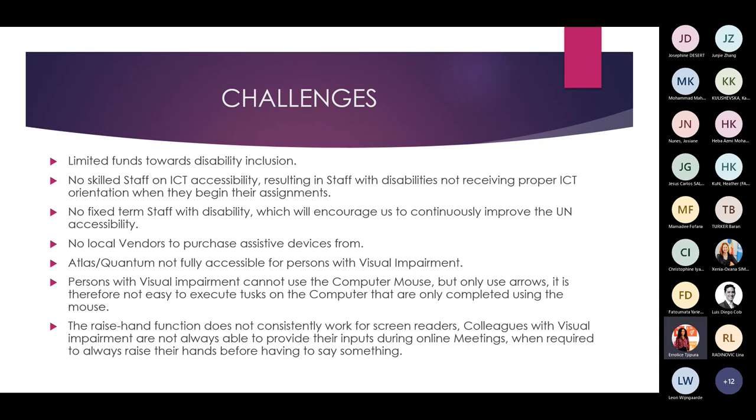And also, we are limited in terms of the local suppliers. We don't have local suppliers that have assistive devices. So these devices always have to be imported from outside the country. And the Atlas and Quantum systems are not fully accessible for people with visual impairment. People with visual impairment cannot use a computer mouse and also the arrows. So it's therefore not easy to execute tasks on the computer that are only completed using the mouse, for example.